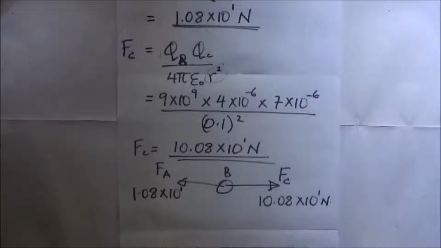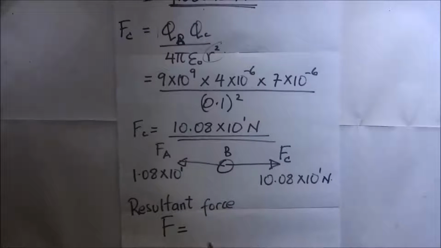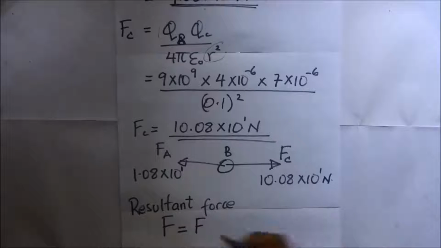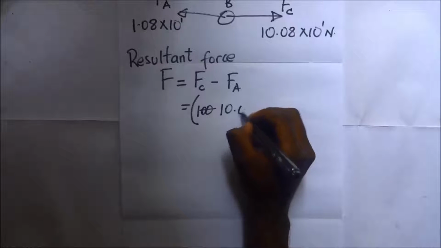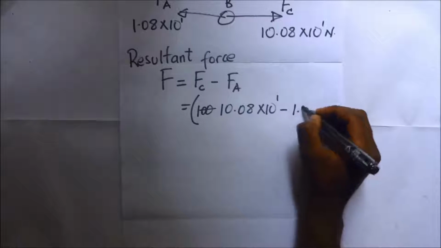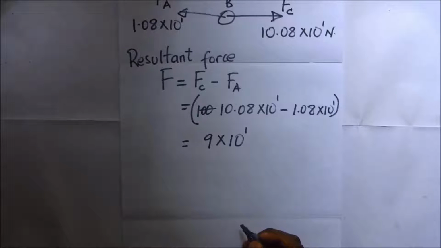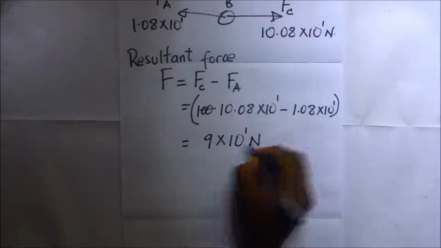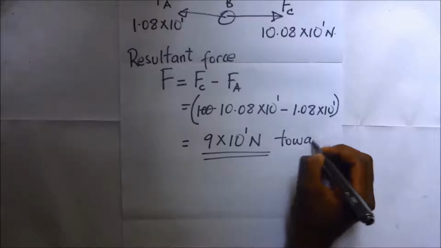So to find the resultant force, F is simply going to be the larger force, which is Fc, minus the smaller one, which is Fa. It is going to be 10.08 times 10 to the power 1 minus 1.08 times 10 to the power 1. Our resultant force will be 9 times 10 to the power 1 newtons, and this is towards charge C.